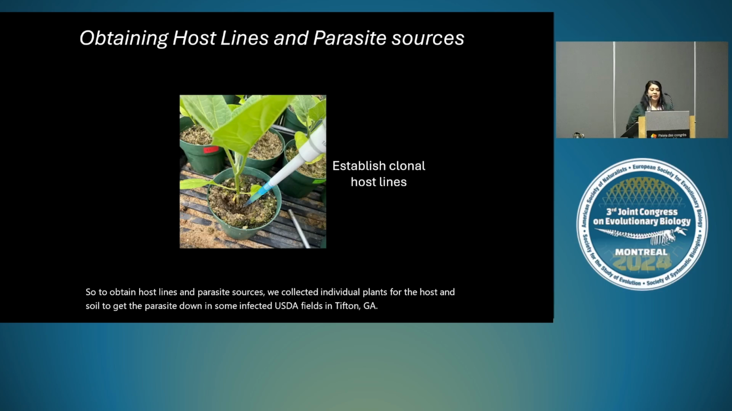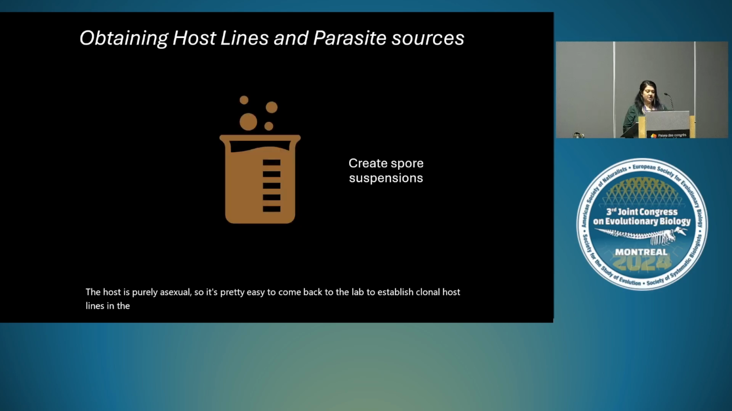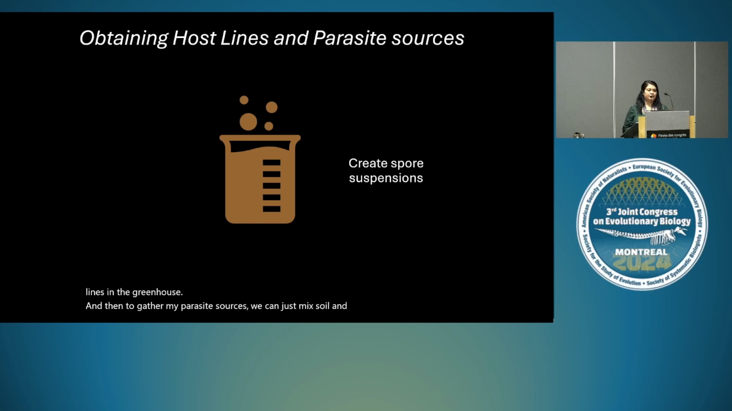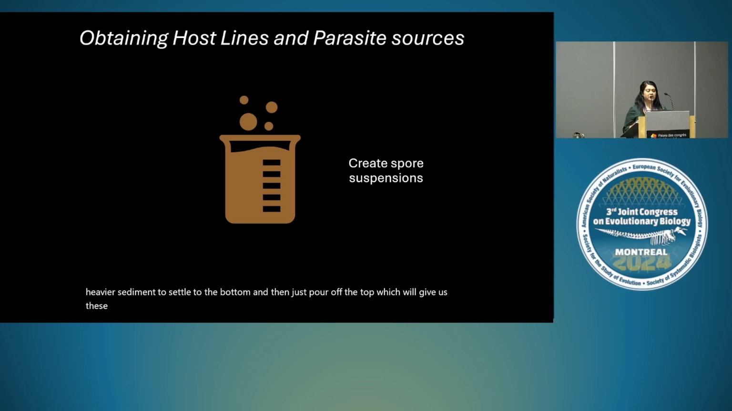The host is purely asexual, so it's pretty easy to come back to the lab to establish clonal host lines in the greenhouse. And then to gather my parasite sources, we can just mix soil and water, allow the heavier sediment to settle to the bottom, and then just pour off the top, which will give us these spore suspensions that we can use for our experiment.